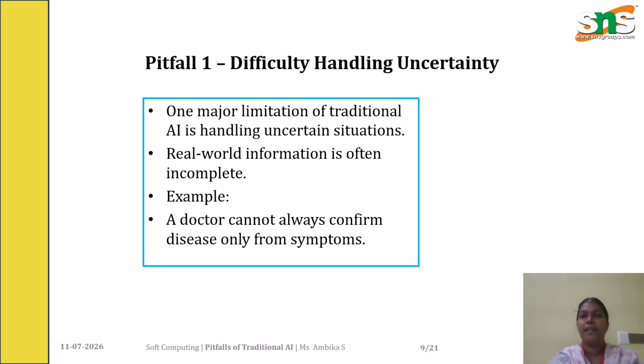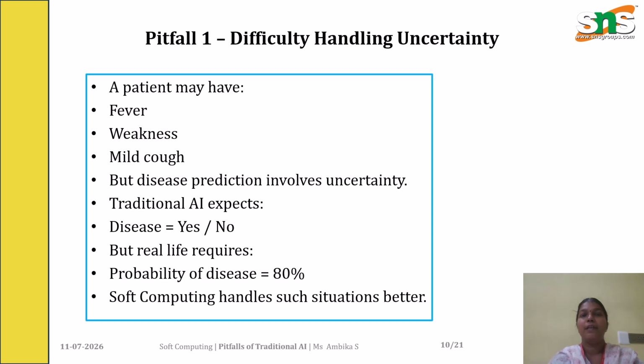Next is pitfalls of traditional AI. The first is difficulty in handling uncertainty. One of the major limitations of traditional AI is handling uncertain situations. In the real world, information is often incomplete. For example, a doctor cannot always confirm the disease only from the symptoms. A patient may have fever, weakness or mild cough, but the disease prediction involves uncertainty, that is, incomplete information. According to traditional AI, it will predict the disease as either yes or no. But in real life, the probability of the disease may be 80%. Soft computing handles such situations better.